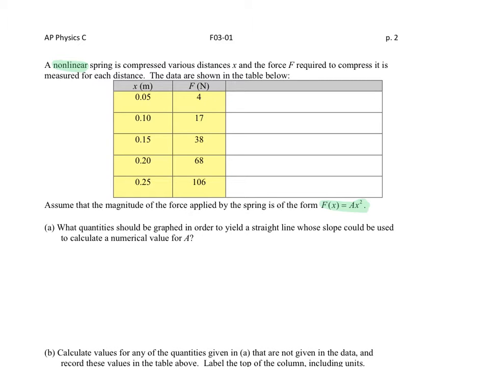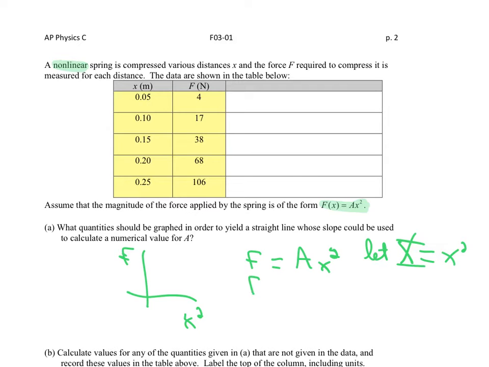In so doing, I know that when I plot F on this axis and x squared on that axis, then I have that F equals ax squared. So I'm going to say let some new x equal old x squared. Then I have that F equals a times new x, which is a line that should pass through the origin. So it satisfies this part, a line whose slope could be used. In fact, the slope of that line would just be a, which would be nice. So let's fill in those data points.